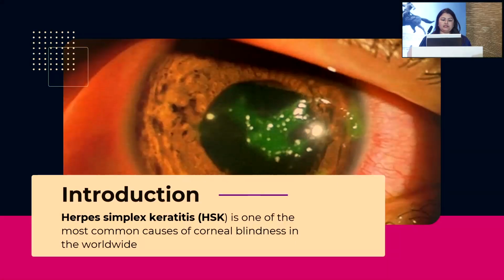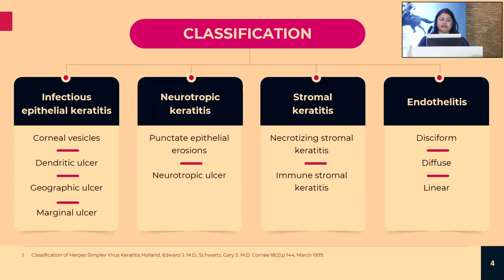So we know that HSV is one of the most common causes of corneal blindness worldwide, and in India also, whether it is a rural or urban population, in today's time we see a lot of patients of the same. So before we treat the patient, we need to classify the patients according to the classification, which is infectious epithelial keratitis, neurotrophic keratitis, stromal keratitis, and endothelitis.